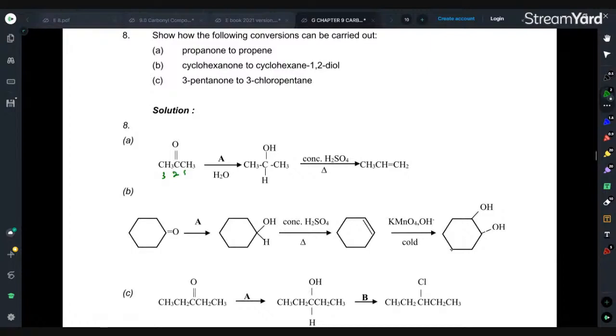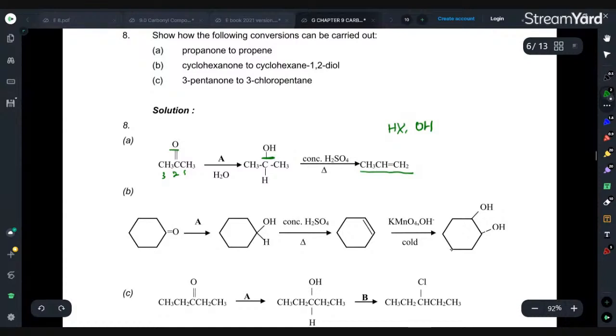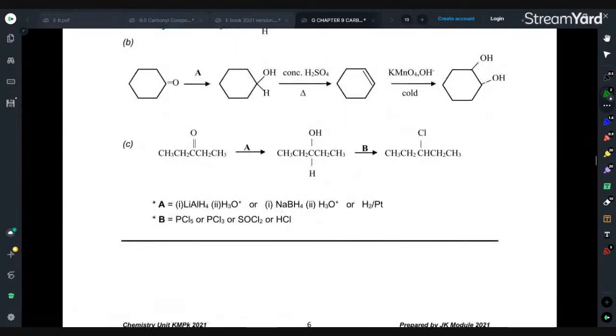But you have to know that an alkene can only be formed from a haloalkane or an alcohol. So in this case, it is more relevant with alcohol, because a ketone can be reduced to become an alcohol. So what is the reducing agent? There are 3 you should know: 1, lithium aluminum hydride, 2, H3O plus, or 1, sodium borohydride, 2, H3O plus.